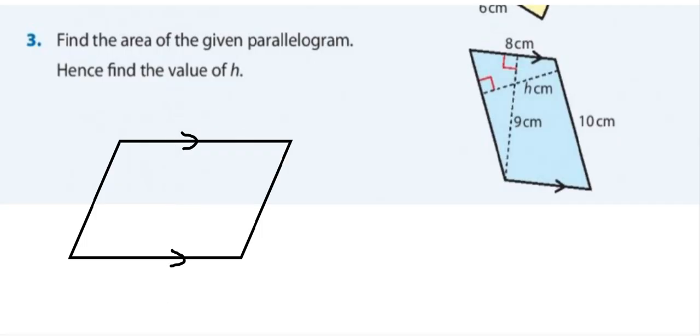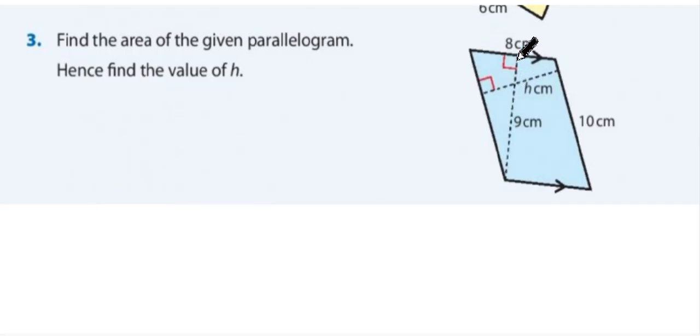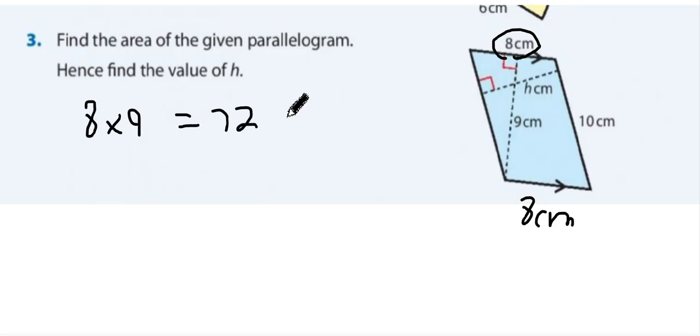And I think I have it. I think we have the 8 here and an 8 down here. And we have how much in between them? 9. So I think this is an 8 by 9, okay? So 8 multiplied by 9 means 72. But that's not what I'm asked. I'm asked for the height.